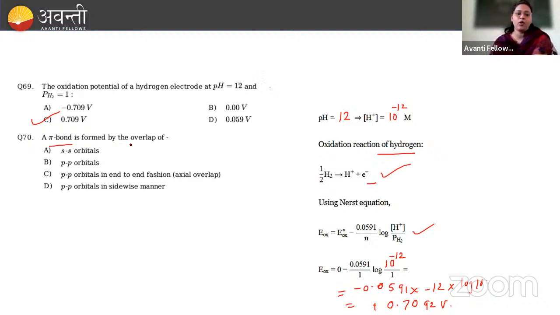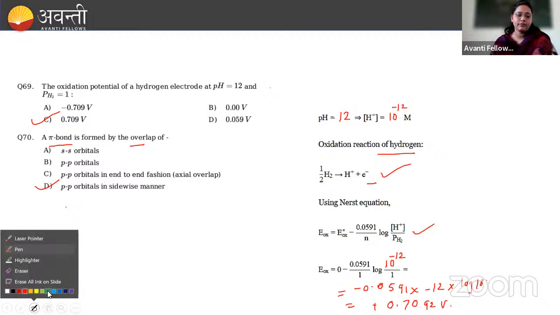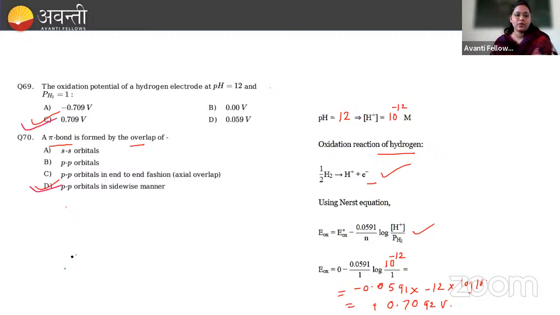Pi bond is formed by the overlapping of pp orbitals, in which way? Sideways, right? In the sideways manner. So that's why option D is the correct answer here. Yeah, any doubts? Let's move on to the next problem.